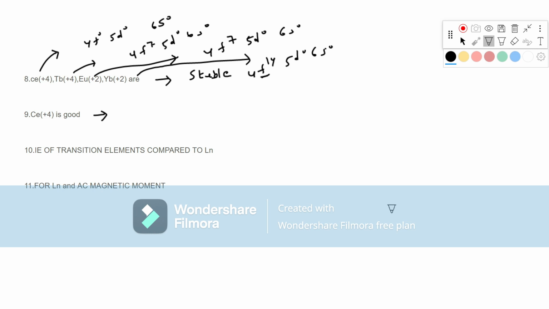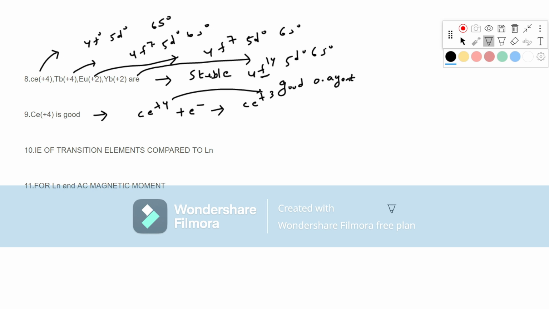Next, cerium +4 is a good reducing agent or a good oxidizing agent? Generally +3 oxidation states are more stable than anything. So if we have +4, then generally it will try to reach the +3 oxidation state always, because this element belongs to the lanthanide series. So cerium +4 will take an electron and convert to +3. It is taking an electron, so reduction. So cerium +4 is a good oxidizing agent.